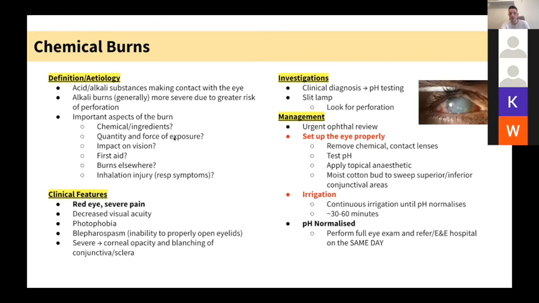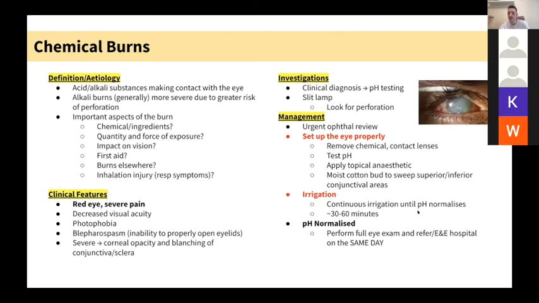So with chemical burns being the next one, I'll kind of skip past this one. But these are some important questions that you want to ask in terms of a burn. And in terms of the management, you just want to make sure that you're setting it all up properly, because you want to do an ophthalmo referral firstly, and then make sure that you're removing the chemical, removing a contact lens, and testing the pH as well, because you want to know if it's acidic or alkaline.